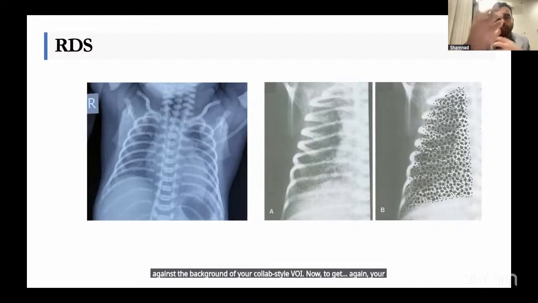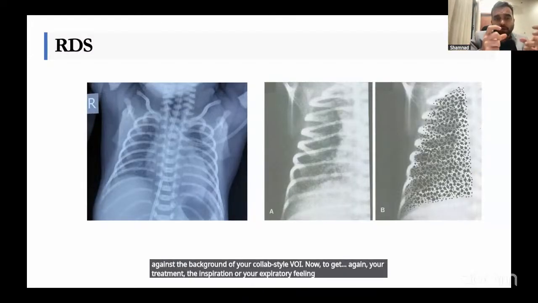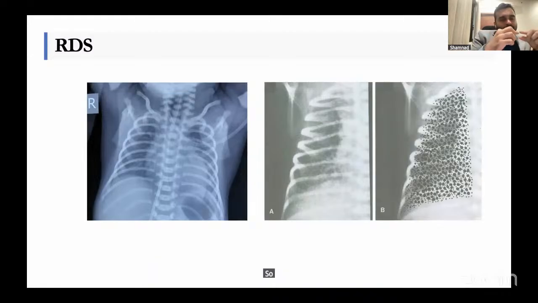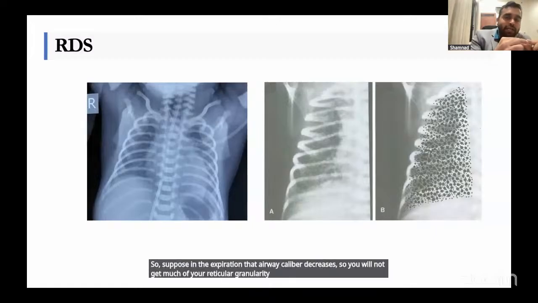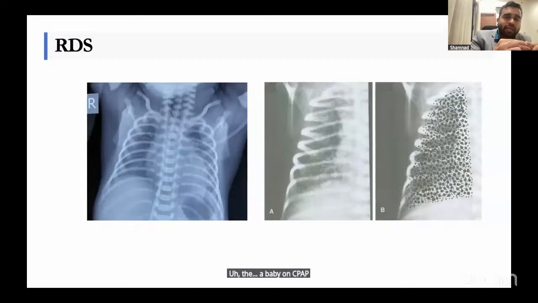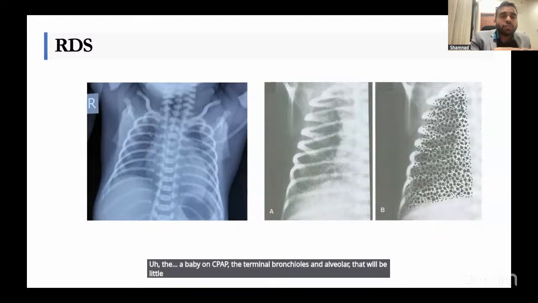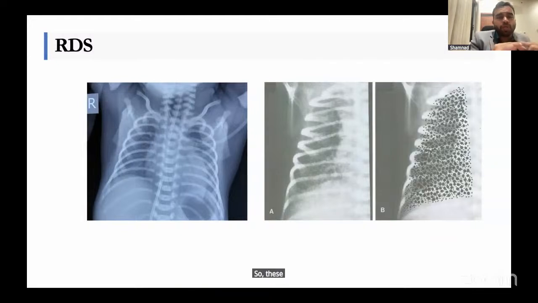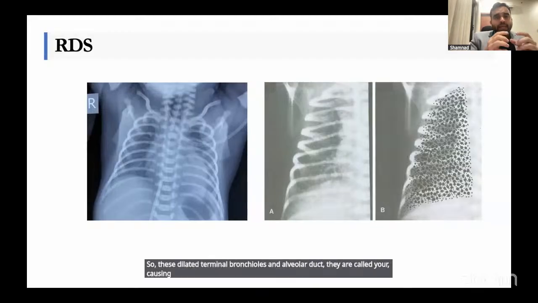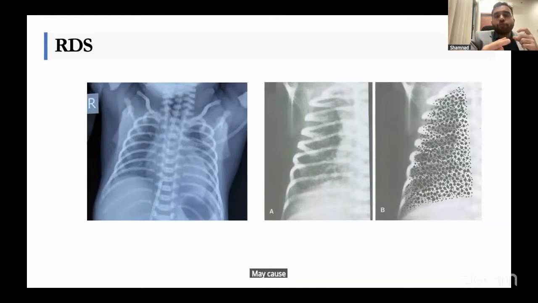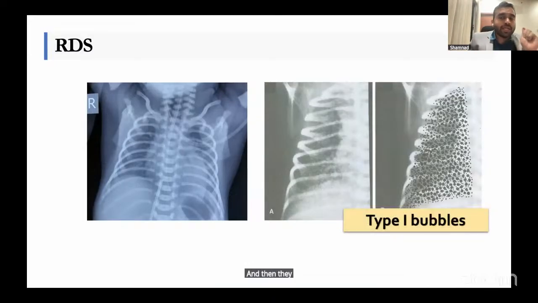Again, your treatment, the inspiration or your expiratory film might affect your finding. So, suppose in expiration that airway caliber decreases, so you will not get much of a reticulogranularity. And in other ways, if you see a baby on CPAP, the terminal bronchioles and alveolar duct will be a little more dilated. So these dilated terminal bronchioles and alveolar ducts are causing your reticulogranularity, and your treatment, your positive pressure, may cause further distension of this dilatation of the terminal bronchiole and alveolar duct, and then they form what is called this type 1 bubble.